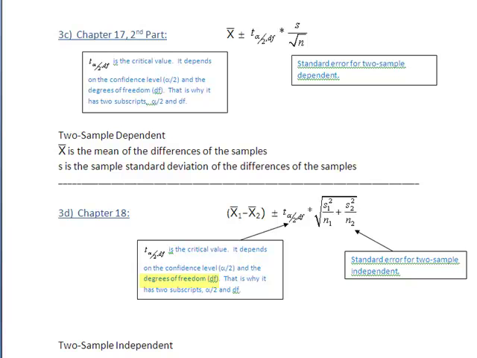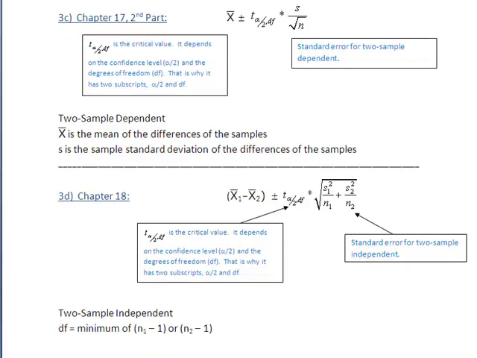But in this problem, getting the degrees of freedom is a little bit different because you could have samples of different sizes. So we said that one way that we're going to do it is use the conservative method, and the conservative method is this. For the degrees of freedom, we take the minimum of n1 minus 1 or n2 minus 1. Or another way to look at this is look at your two samples, find the one with the smallest sample size, subtract 1 from it, and that's your degrees of freedom.